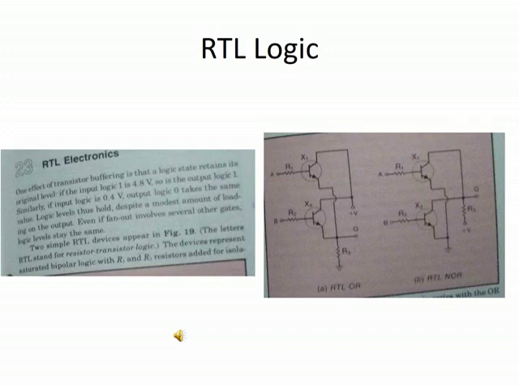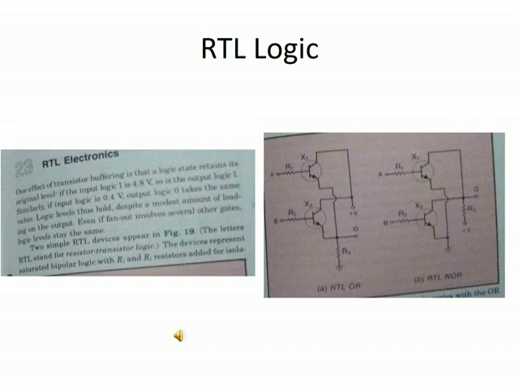If the input logic 1 is 4.8 volts, the output logic is 1. Similarly, if the input logic is 0.4 volts, the output logic is 0. Taking the same value, the logic level does hold despite the modest amount of loading on the output.